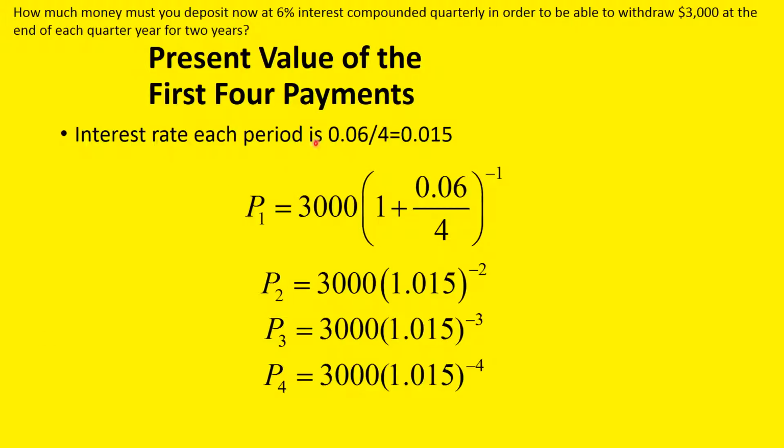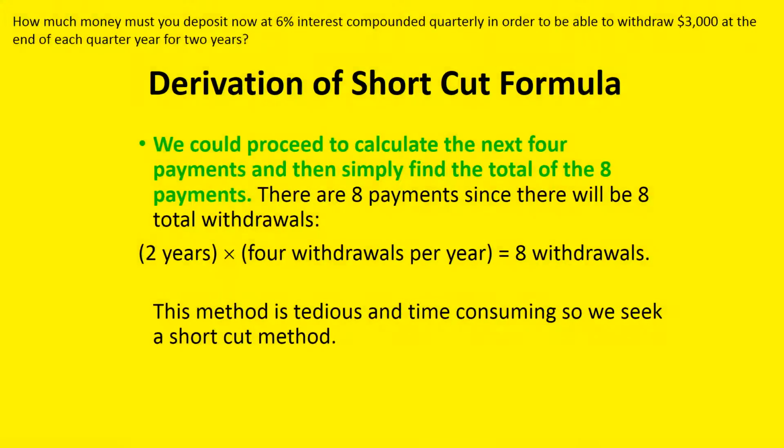4 times, 4 more, that's a whole year, right? That's 4 quarters. And then we could do it 4 more times for the next year. And as Barnett says here, we could proceed to calculate the next 4 payments and then simply find the total of the 8 payments. And that would be your total present value. There are 8 payments, since there will be 8 total withdrawals.